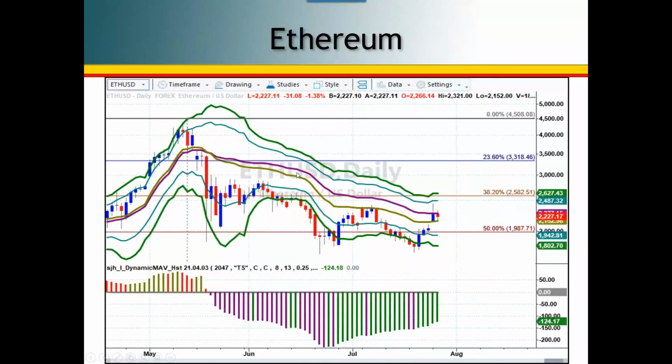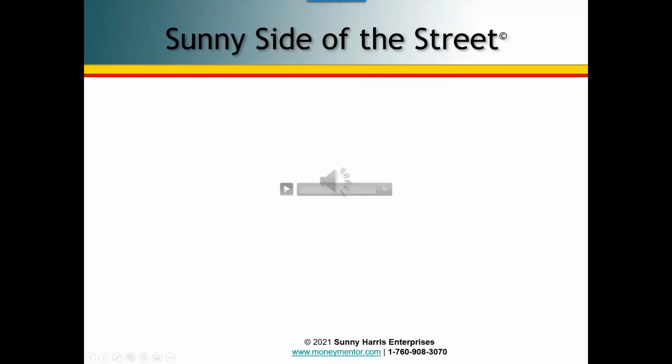The other thing I want to point out is my dynamic moving average, which is the purple moving average and the gold moving average. That's my dynamic moving average. And I'll tell you more about that in a little bit. But that is the basis for my SunnyBands, which is the green and teal on the bottom, green and teal on the top. And that's these two things. That's what I do. I trade these two things. Trading when you're doing it right is boring.